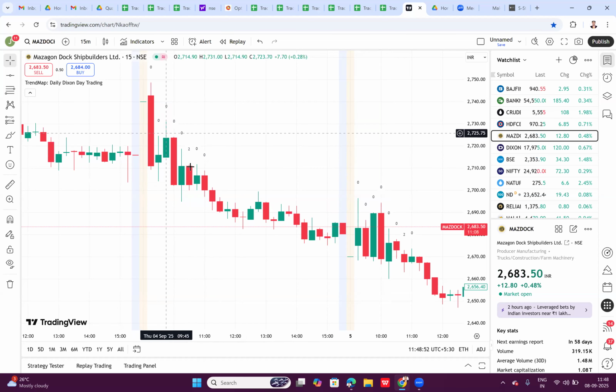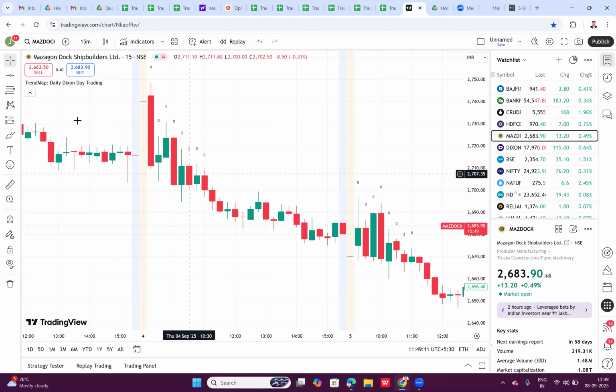Means on this day we got a 0+2 setup. On the first two candles we did not get any setup because 0+0 was available. On the third candle also 0 available, we did not get any setup. On the fourth also trade not available. On the fifth also trade not available. But on this sixth candle we got a proper trade, because on this sixth candle we got 2 and on the fifth candle 0 was available.